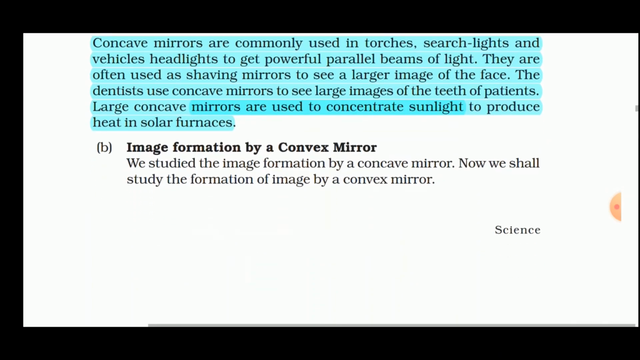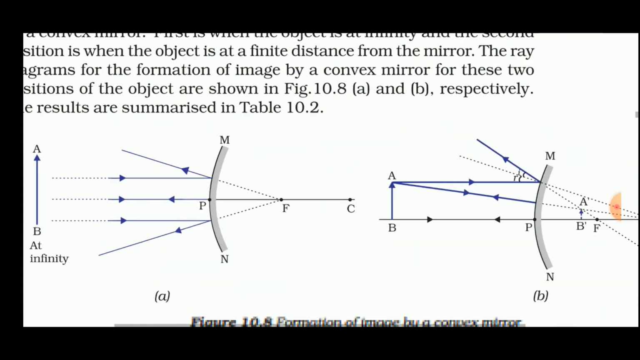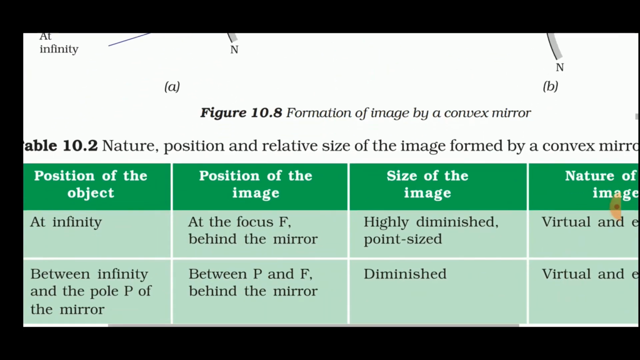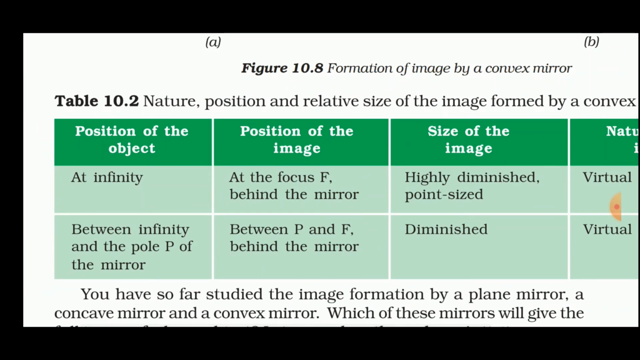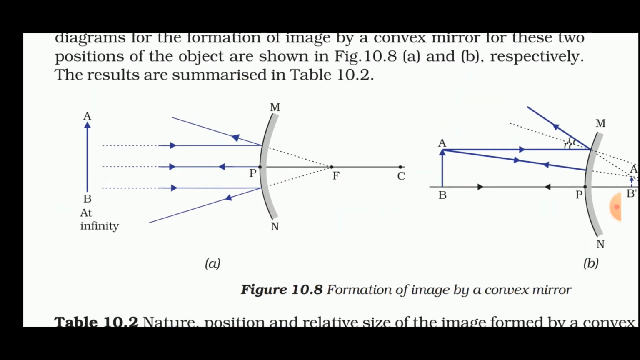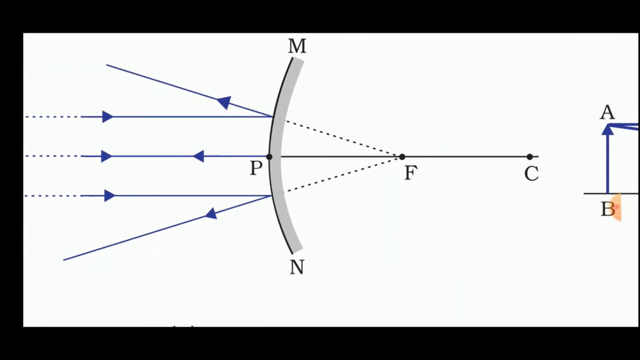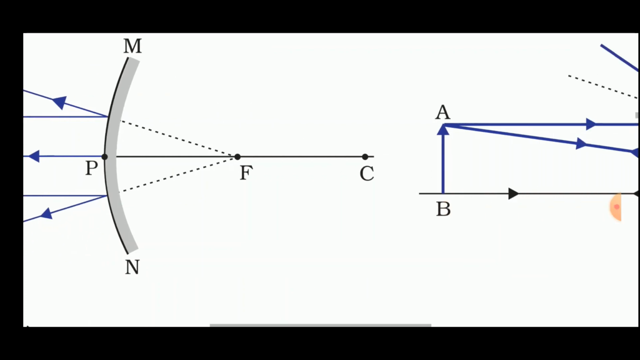Next we will see the image formation in a convex mirror. For image formation in a convex mirror, only two positions of the object we have to consider: when the object is at infinity, and when the object is between infinity and the pole of the mirror. When the object is at infinity, the image is formed at the principal focus. A very simple diagram here: just keep the object at a very large distance. This dotted line shows that the object is at infinity, and all the reflected rays appear to come from the principal focus, which is behind the mirror. So the image is formed at the principal focus.